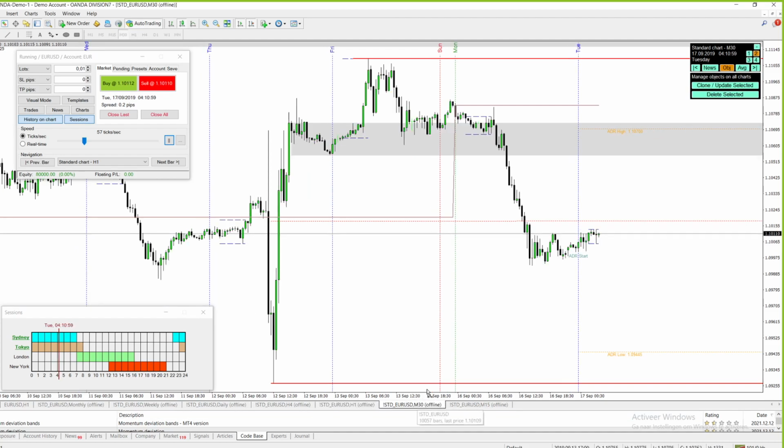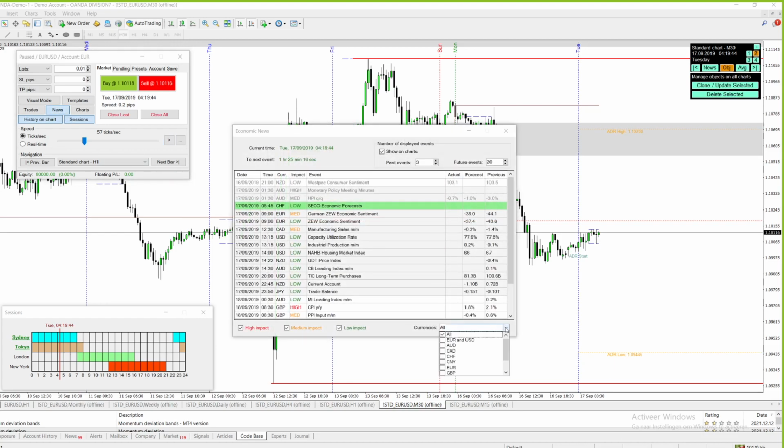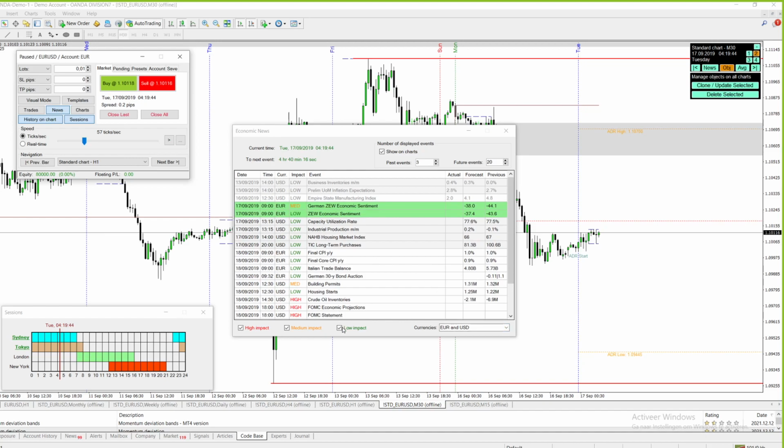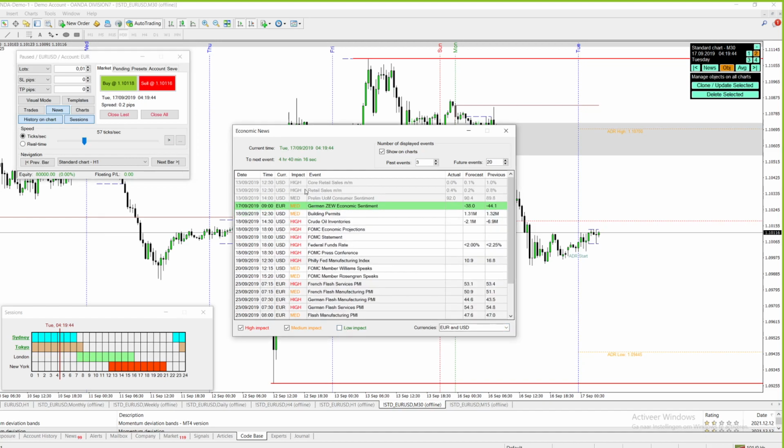So let's see the 30-minute. Oh, I forgot one important thing. The news calendar, very important. Economic calendar. So let's remove the low impact. We have some medium impact. We have Wednesday, we have FOMC. So that's probably why it's now consolidating around the equilibrium point.